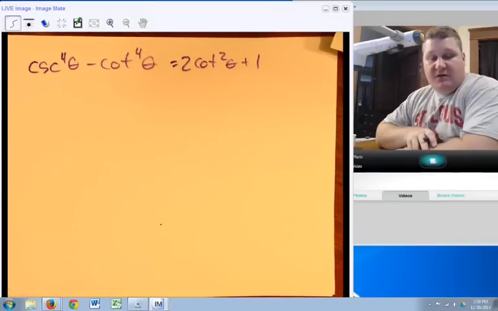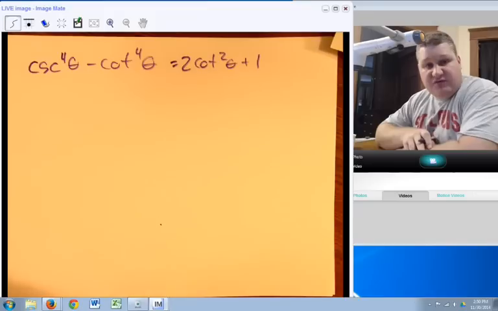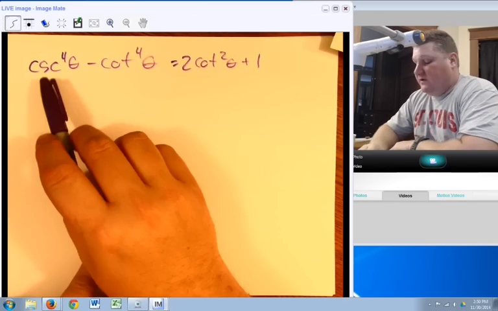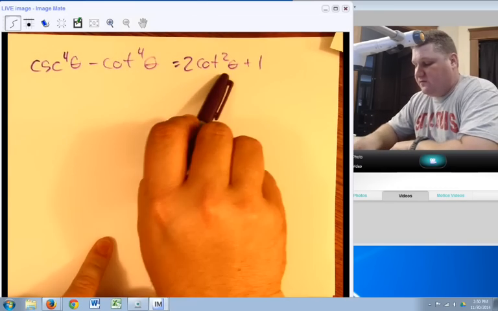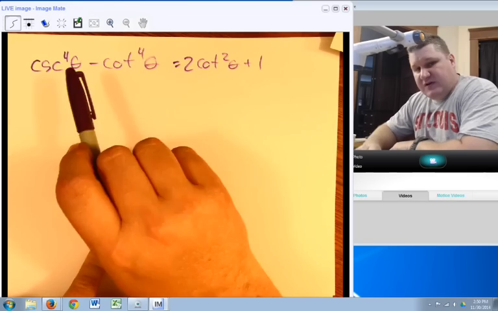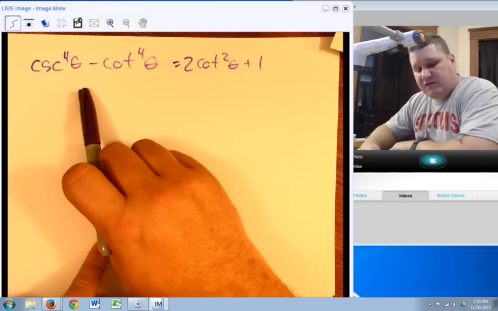Okay, ladies and gentlemen, those were two easy trig identities to verify. Now let's take a look at something a bit more difficult. In this case, we have cosecant to the fourth minus cotangent to the fourth equals 2 cotangent squared plus 1. In this case, you'll notice I don't have any sines and cosines at all.